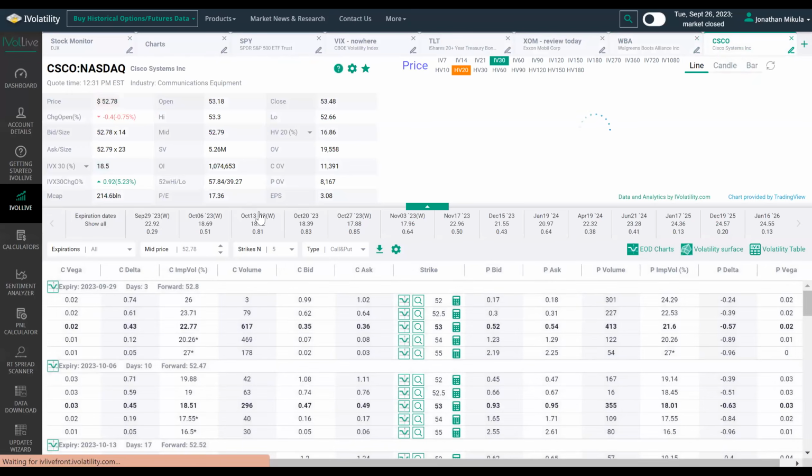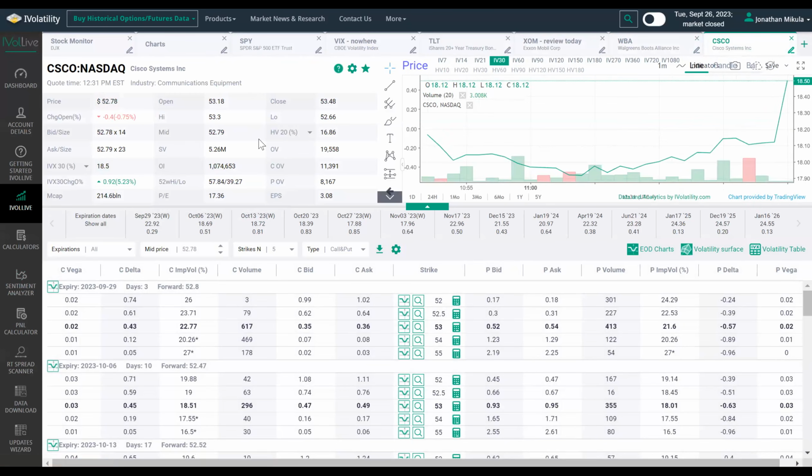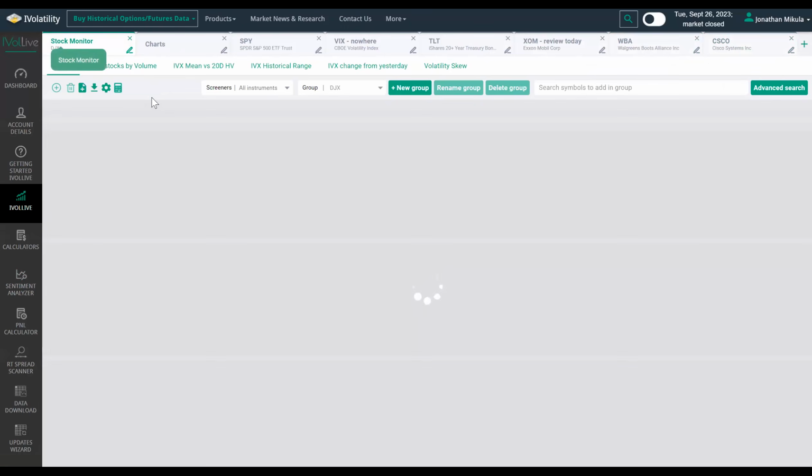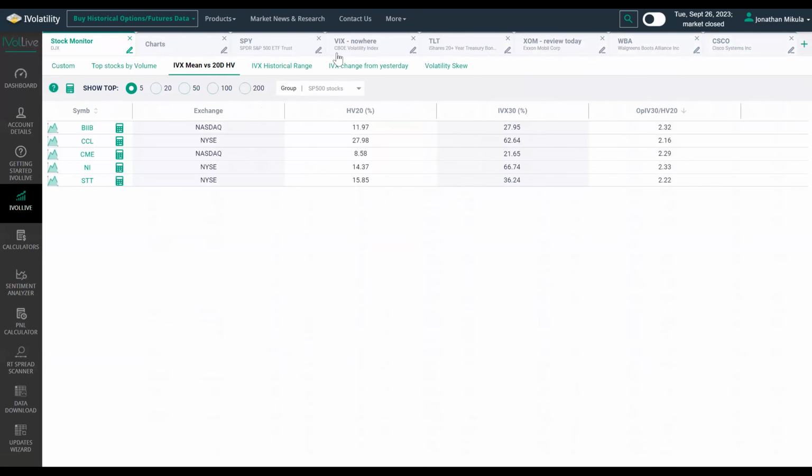So Cisco was interesting because even before the Splunk acquisition was announced, and this is a good moment too, I saw this huge spike in implied volatility for Cisco. The way I found that spike is I was here in our monitor, and then I did this IVX change from yesterday, right? So this is looking at what names within the Dow have had a big spike day over day. And I saw Cisco pop up.